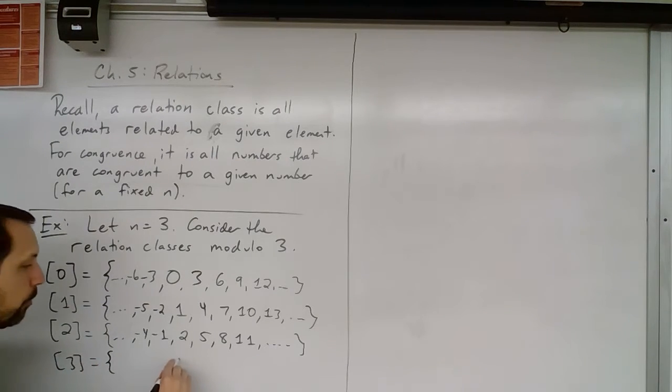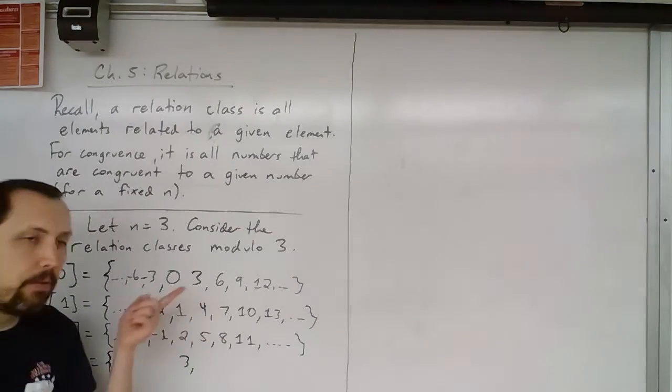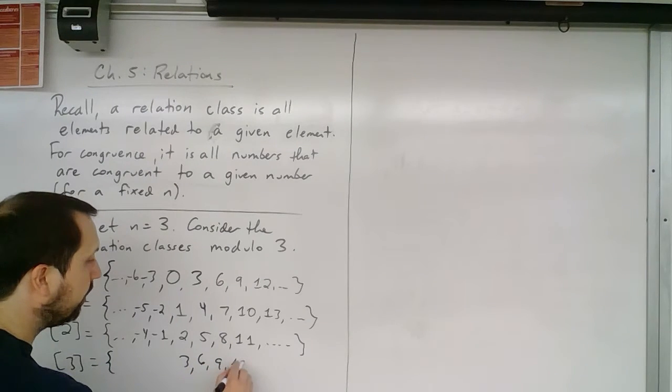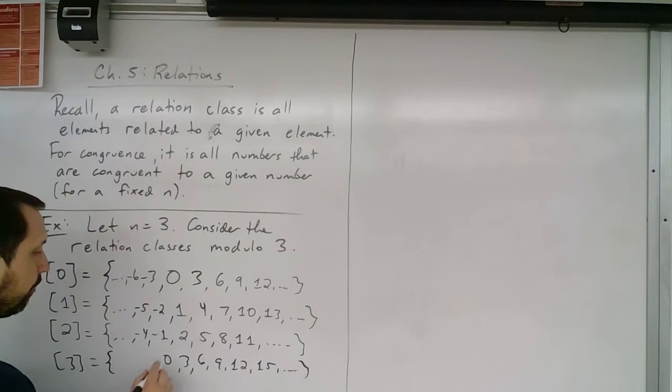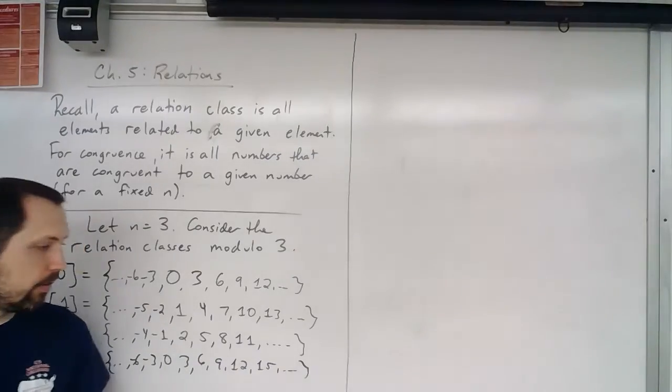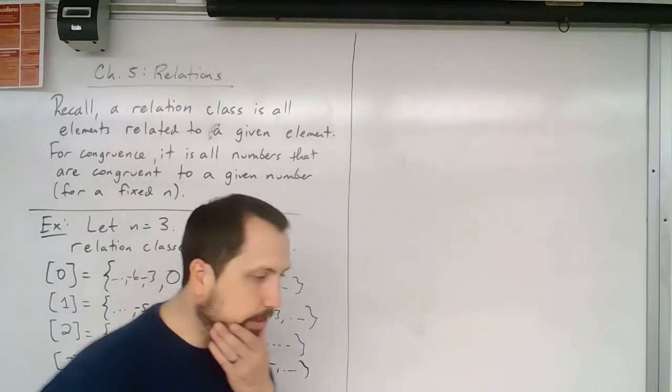Well, then obviously we know 3 is going to be in this list. And then just the same pattern that we recognize, we can add and subtract 3. So we'll have 6, 9, 12, 15, so on and so forth. We subtract 3, we get 0, we get -3, we get -6, and so on and so forth. So this is now my relation class for 3.